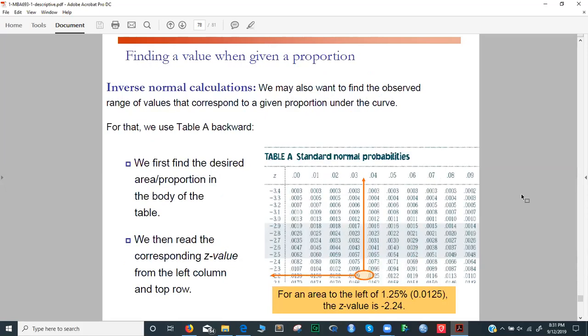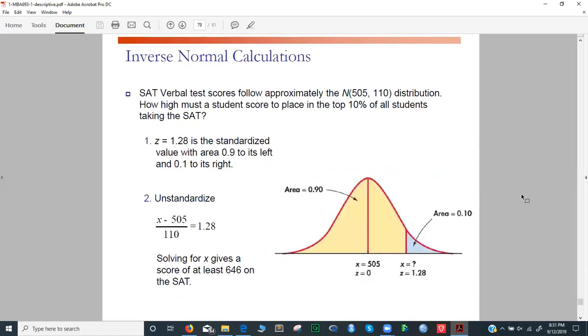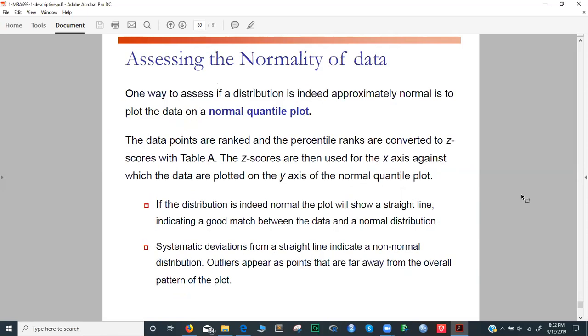And same sort of business, trying to find the opposite. In other words, we go from the z-score backwards and try to find this thing. There we go, opposite table. The inverse normal calculations. And then there's another example of inverse calculations. I think, oh no, we got one more slide, the normal quartile plot. We can assess data that way as well.